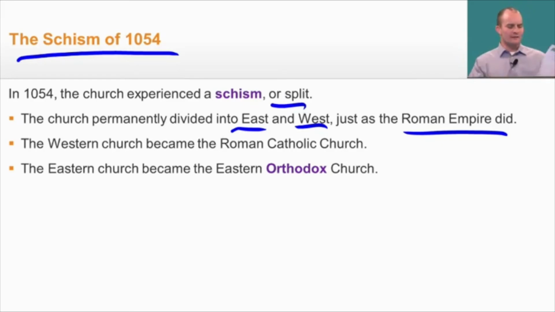So a way to think of it is, if you have the church, where before it was one church or one piece of paper, what took place is in 1054, the church split. And then you had the Eastern Church and the Western Church. The Western Church became the Roman Catholic Church, and the Eastern Church became the Eastern Orthodox Church.